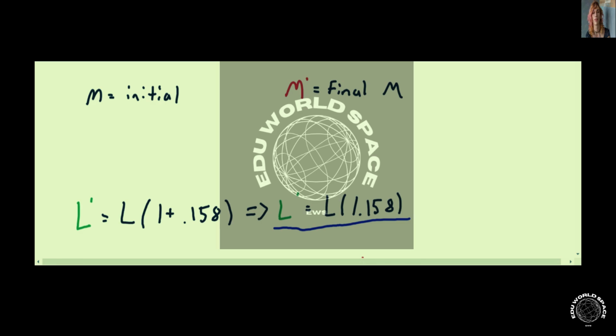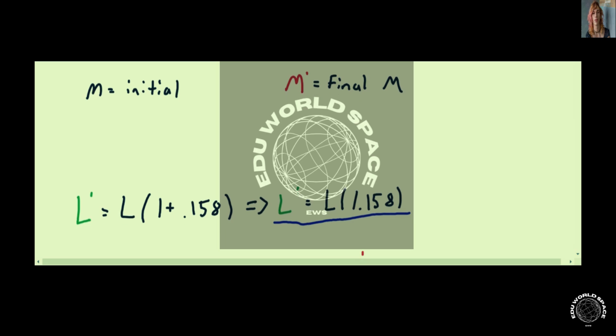A way of writing that mathematically is saying L prime, that final length, is equal to our initial length times 1 plus 0.158. We convert that percentage into a decimal and then add 1 to it, multiply that quantity by L, and that'll give us that final length. So L prime is equal to L times 1.158.